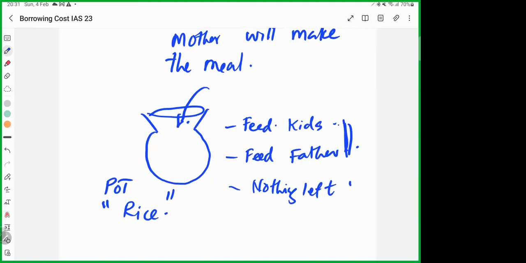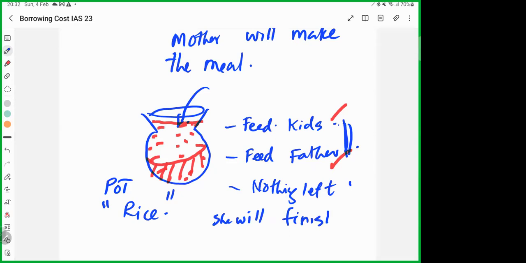See, there's another possibility also. What is the other possibility? Maybe this pot is full of rice, and she feeds the kids, she feeds the father, and maybe a portion is left. Correct? And a rational mother, will she like to throw away the remainder? No. What will she do then? She will take it to the fridge or finish it, eating it all. This is also a possibility. Yes or no?